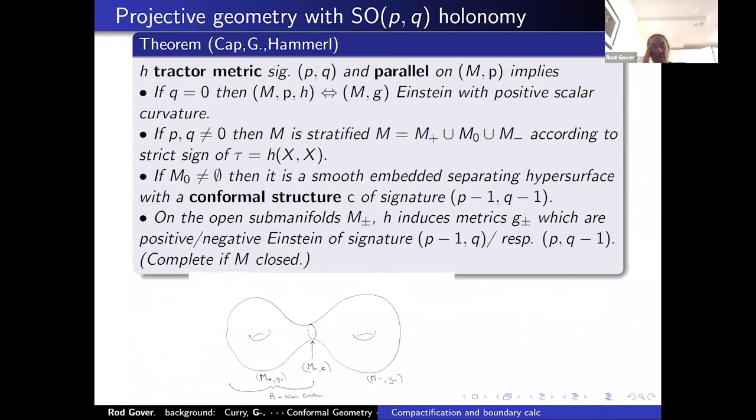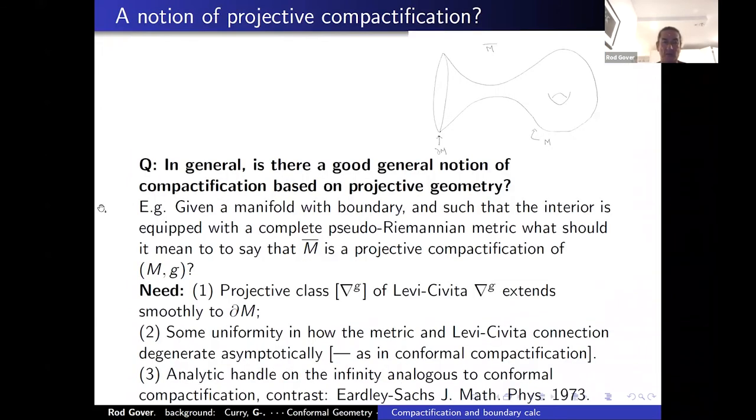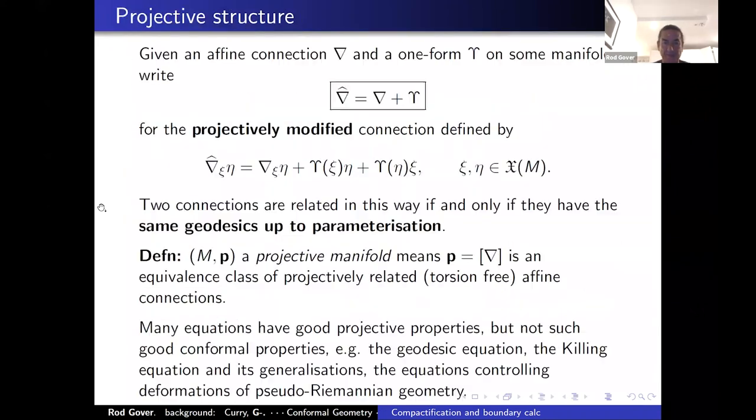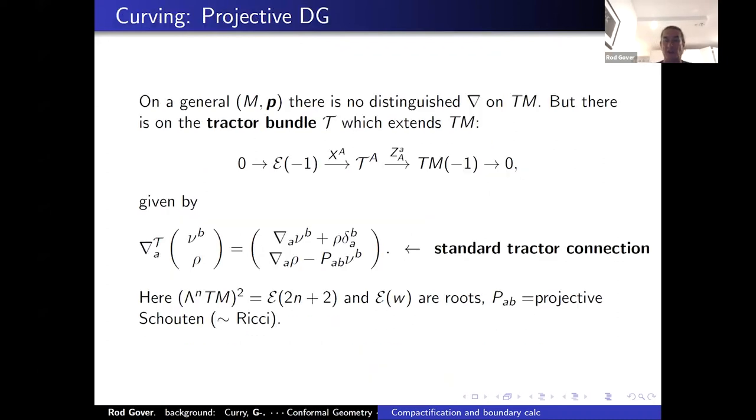Okay, here's an example. So now I talked to you very quickly, as I'm doing all in this talk, about the general theory of holonomy reductions and so on. So let's see how it works in this case. So let me go back. This never works. Okay, so a projective manifold means you have an equivalence class of affine connections, torsion-free affine connections. And you just have an equivalence class. You don't even have one of those. So there's no metric around, and there's also no metric on the tractor bundle, right? So the tractor bundle, unlike the conformal case, in the projective case, has no metric.